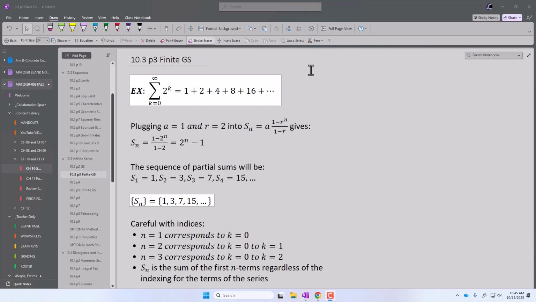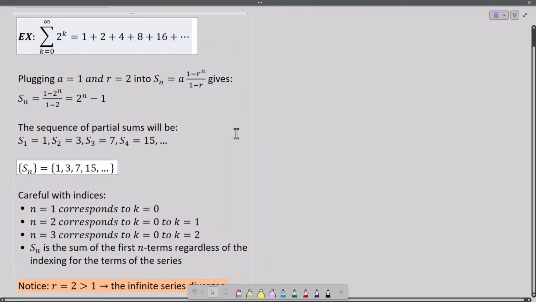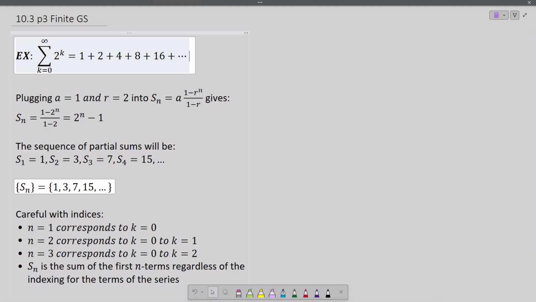With the geometric series, I'm just choosing an r value in this example of 2. Now before we look at the specifics here, we're just trying to get some of the terminology and formula stuff down. If we have a geometric series with an r value of 2, does it converge or diverge? So you have 2 to the k. It's got to diverge, right?